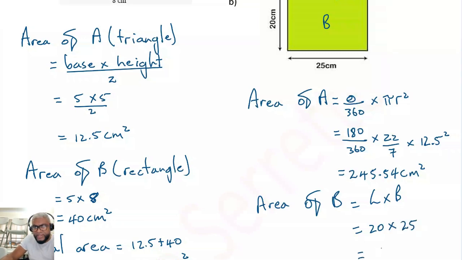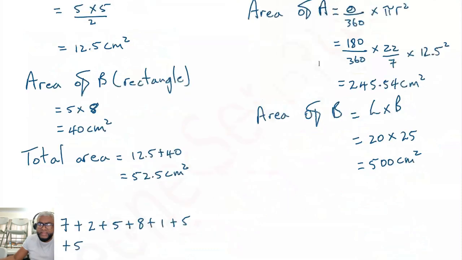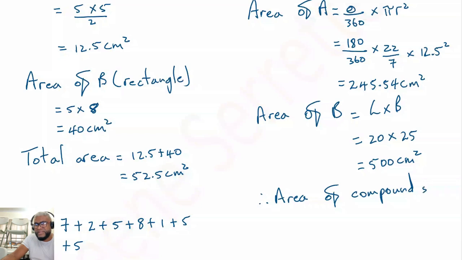25. What is this? 400? 500. Sorry, 500 centimeters squared. So therefore, the area of the compound shape. Okay, let me put total area. I don't know why I put area of compound shape. I could have just put total area.